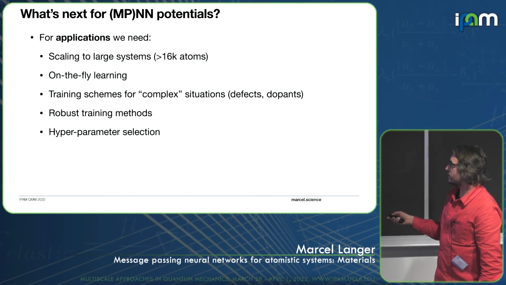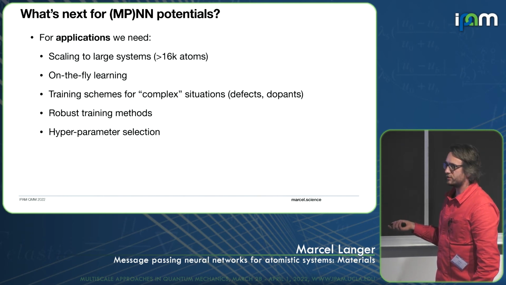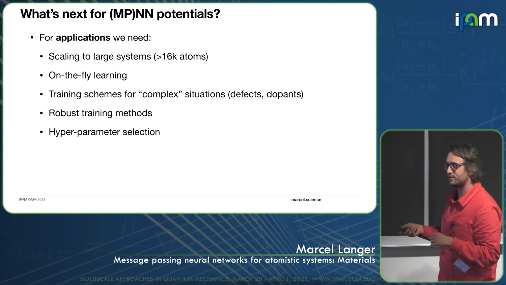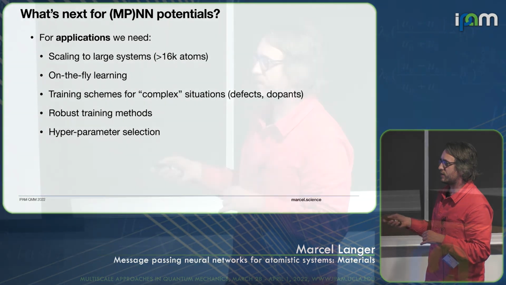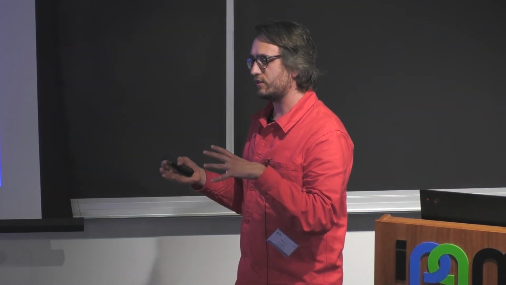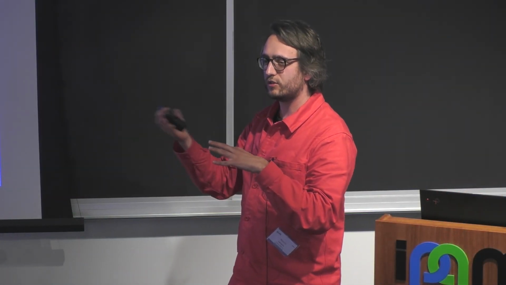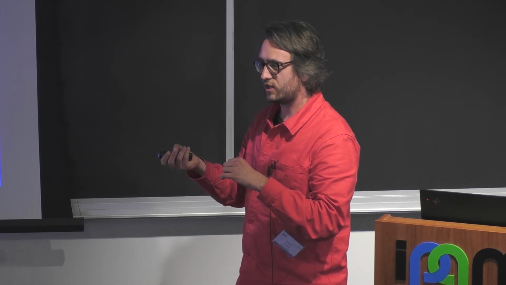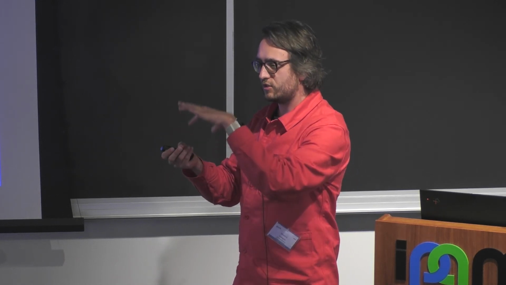Then, in a similar vein, I think there's still a lot of work to be done if you want to consider really complicated situations. For example, if you have defects in your system or if you have dopants, where you maybe can't really do the ab initio calculation so easily, because if you have really low concentrations of dopants, you need to simulate really large systems. If you have like 1 part per million, you need to simulate 1 million atoms, and one of them is your dopant. This is difficult to do with DFT, I would say. So you need to come up with some really clever schemes to partition your system into bits that you can actually simulate.